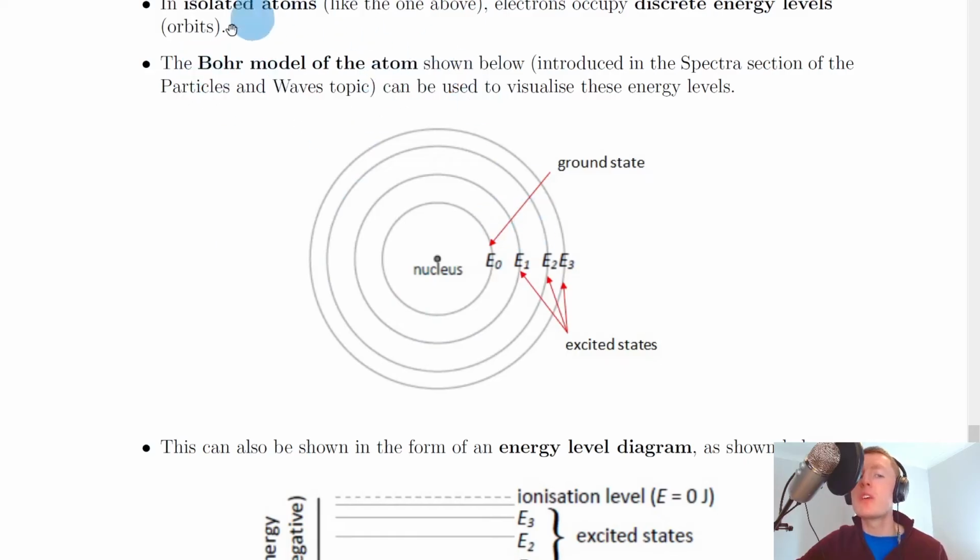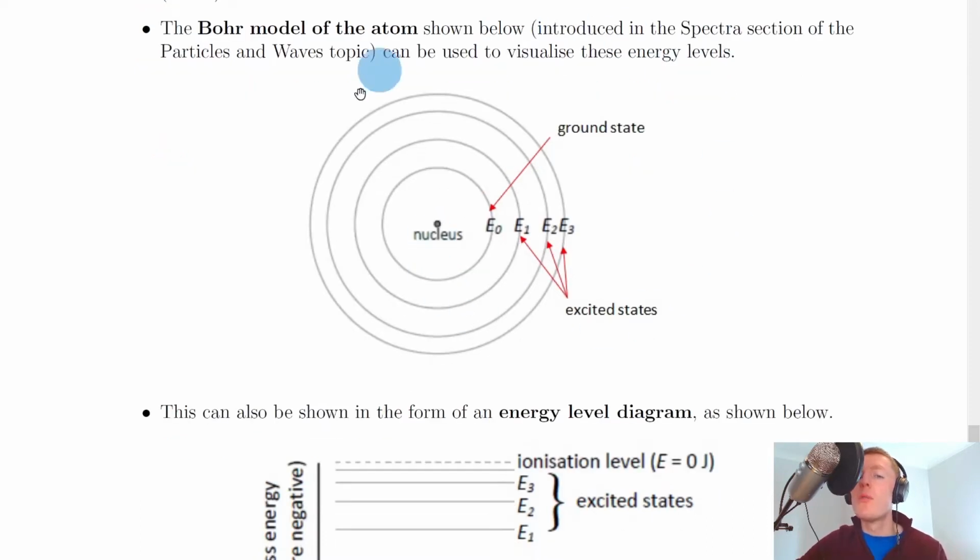And we can use something called the Bohr model of the atom shown below to visualize these energy levels. And this is actually introduced in the spectra section of the particles and waves topic from Higher Physics. So the Bohr model of the atom looks like this, where you've got your nucleus in the centre as a little dot, and then you've got something called the ground state, which is the energy level closest to the nucleus. And then we've got some excited states, where there's only 3 being shown here, and these have been labelled as E1, E2 and E3. So electrons can occupy any of these energy levels.